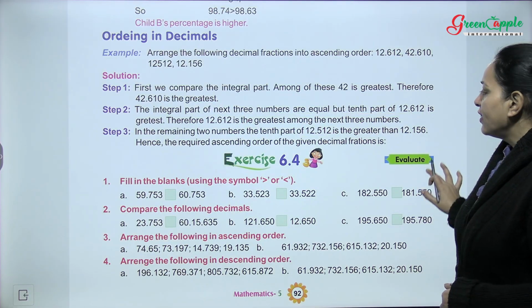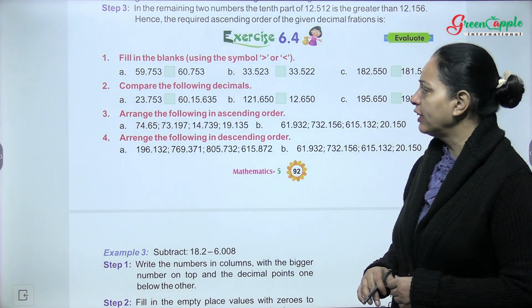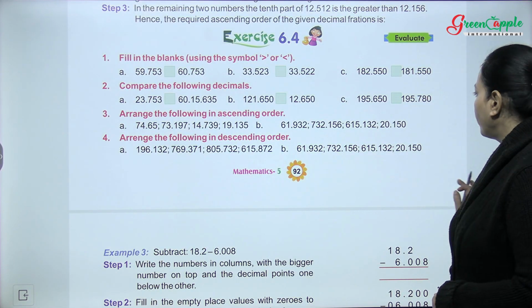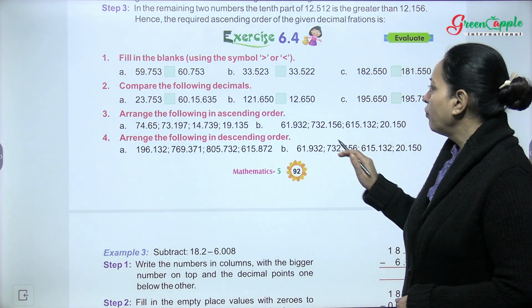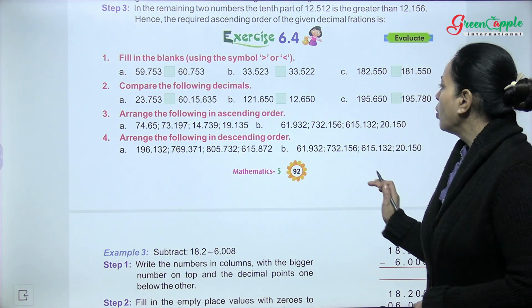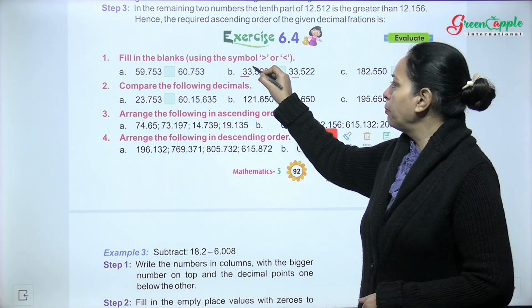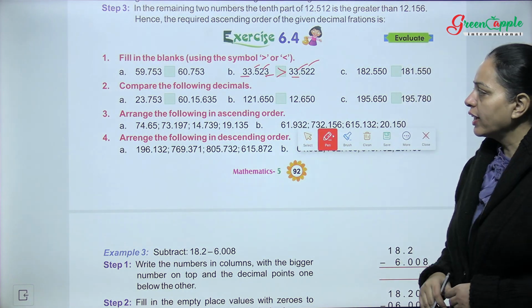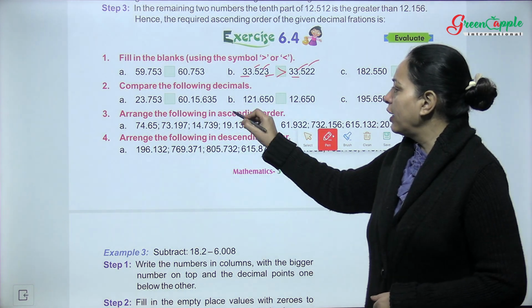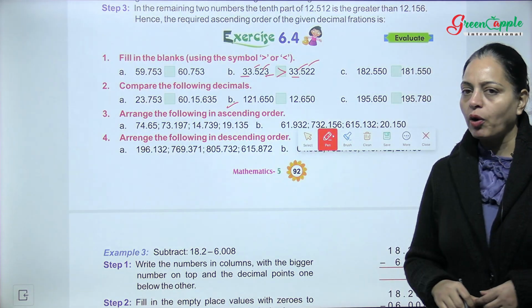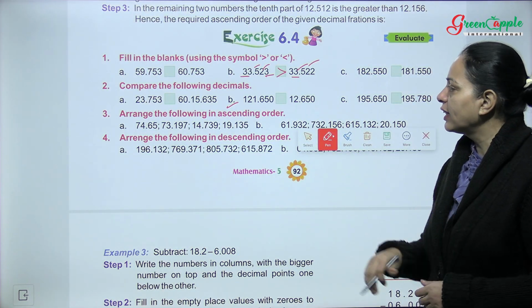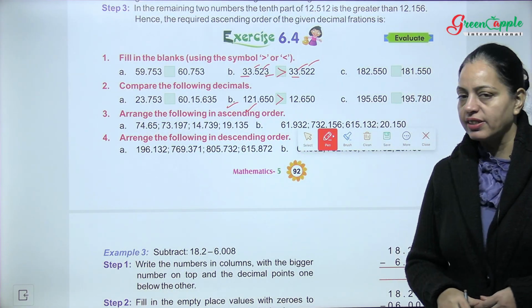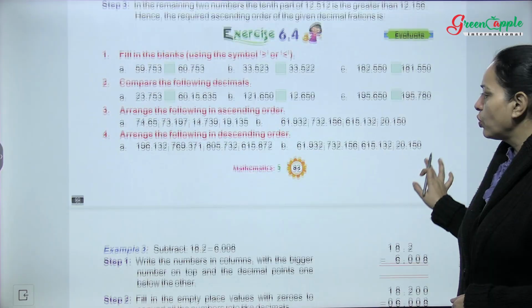Okay. Now exercise 6.4. Question number 1, fill in the blanks using symbol greater than or less than. C part 33.523 and 33.522. So see the whole part same, 10th part same, 100th part same, 1000, this is greater. Okay, now second, compare the following decimals, here B part 121.650 and 12.650. So this is 121, so this is greater. Similarly, third and fourth question you can try.